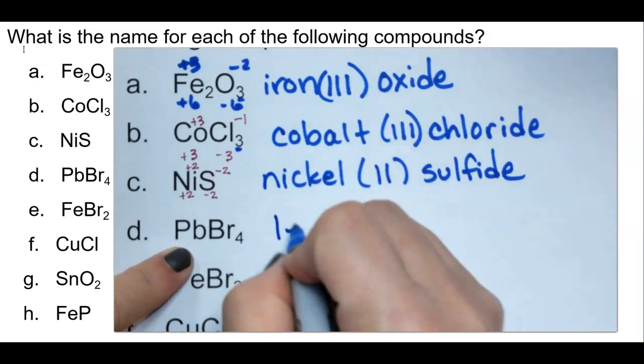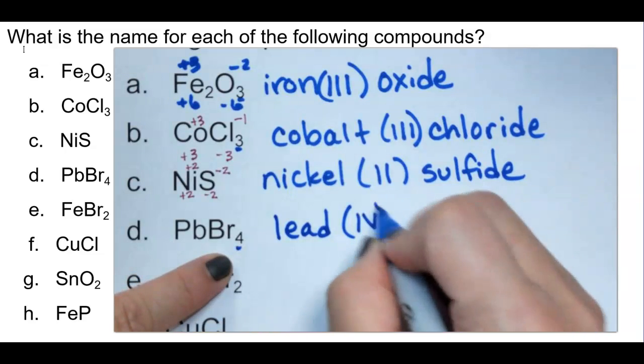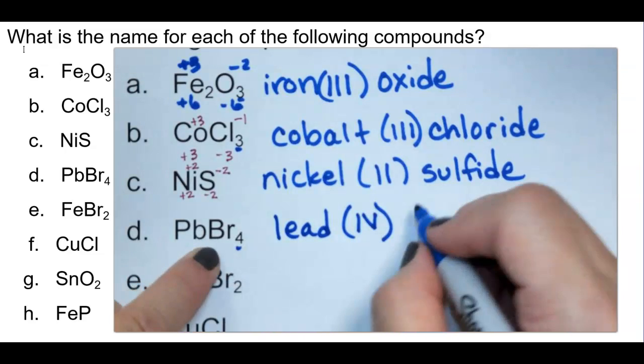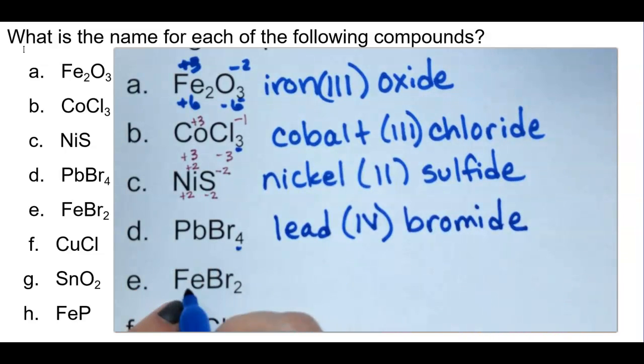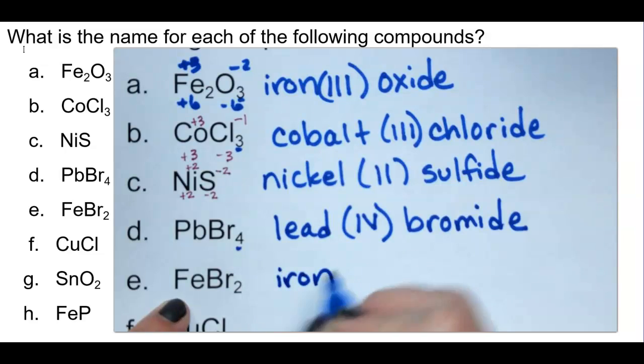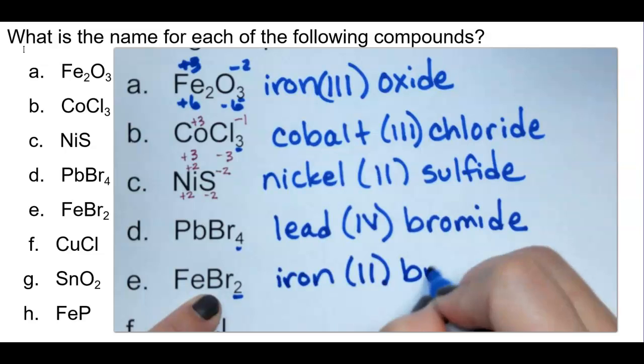This is lead, and then I can use that to know that it's lead Roman numeral 4, and then Br is bromide. Okay, this one is iron. Use that little 2, iron 2, and then bromide.